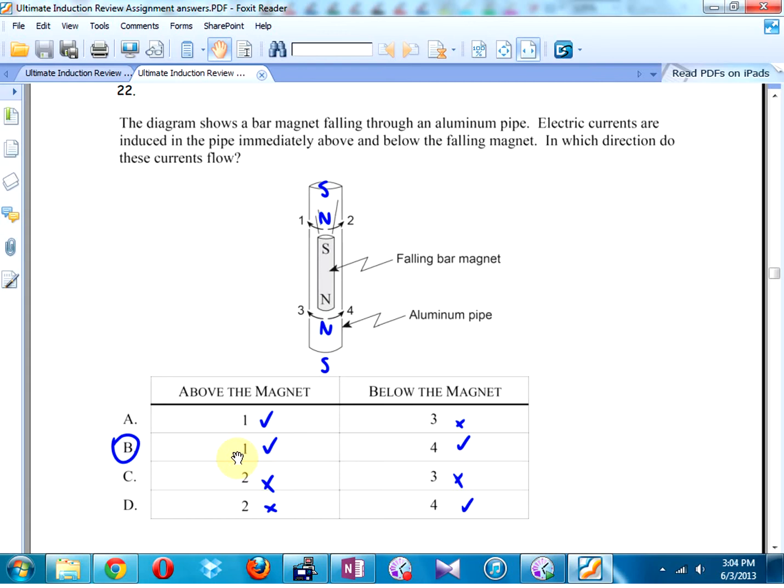So if it's a north pole moving to the left, it's going to create a north pole pointing to the right. If it's a north pole moving away, it's going to create a south pole pulling towards, or in this case, this is the copper pipe demo that I did with you, where we dropped the magnets down the copper pipe, which was very cool.